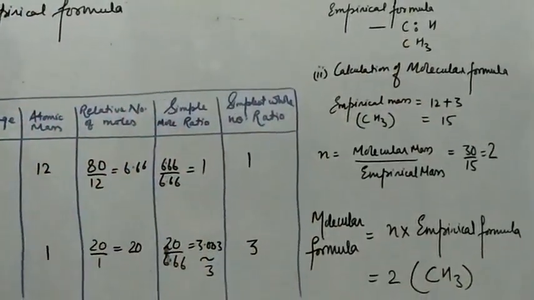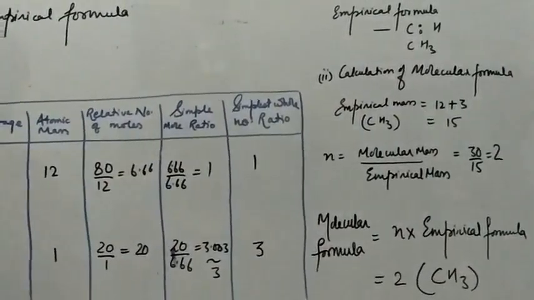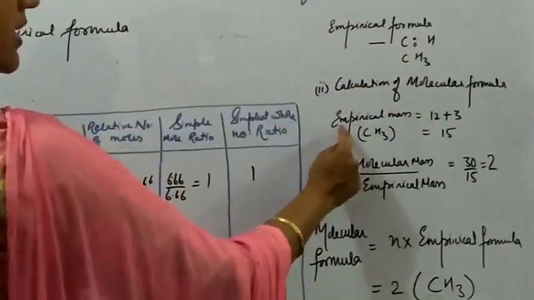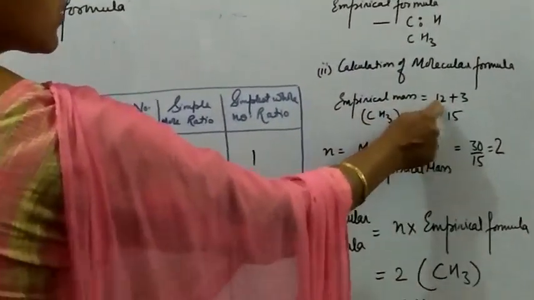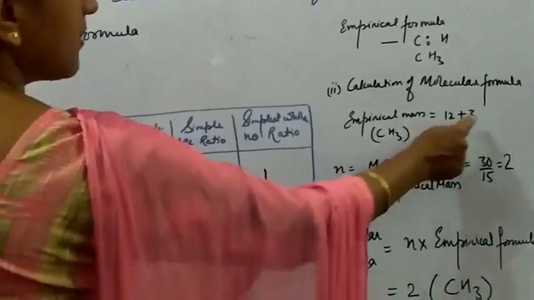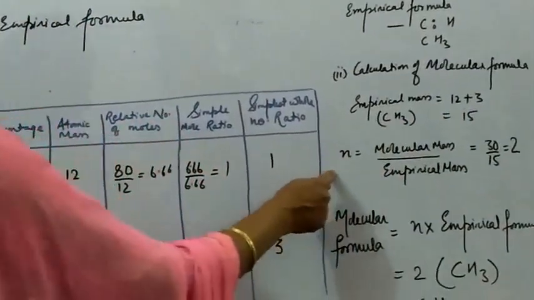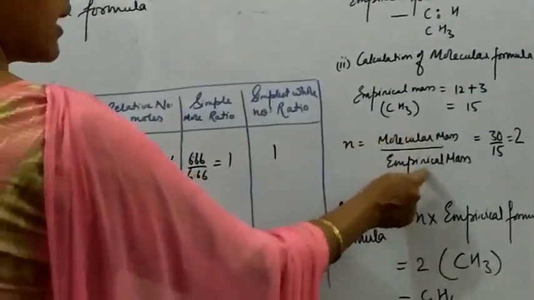Now students, to find out the molecular formula, first we have to find out the empirical mass. So empirical formula is known to us, it is CH3. We will just find out the empirical mass. C, that is carbon, atomic mass is 12. Hydrogen atomic mass is 1. Number of atoms present 3. So it will become 3. So total 15.